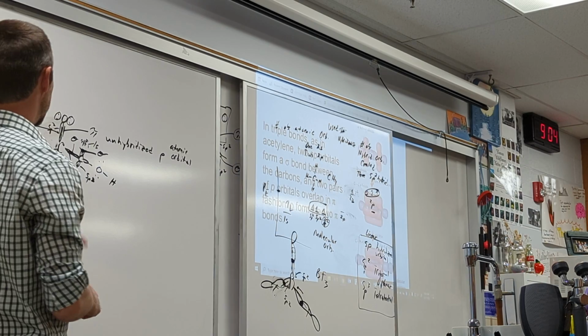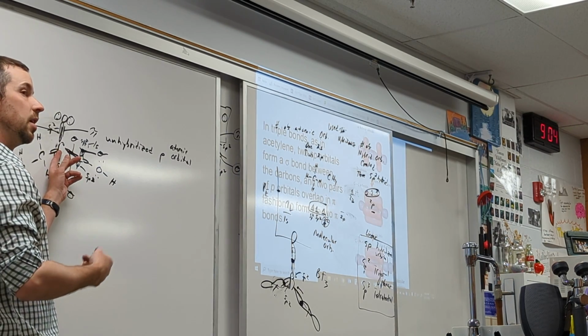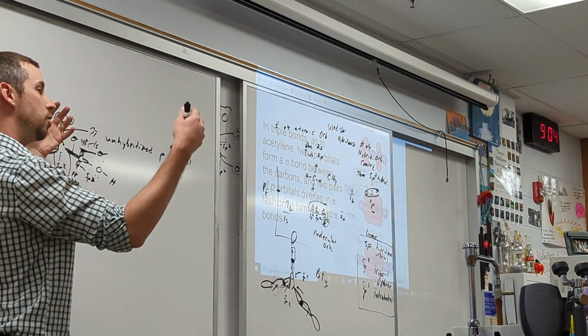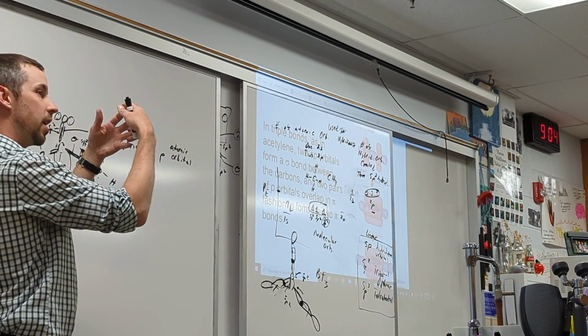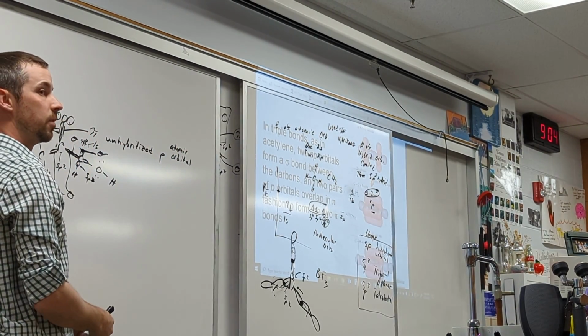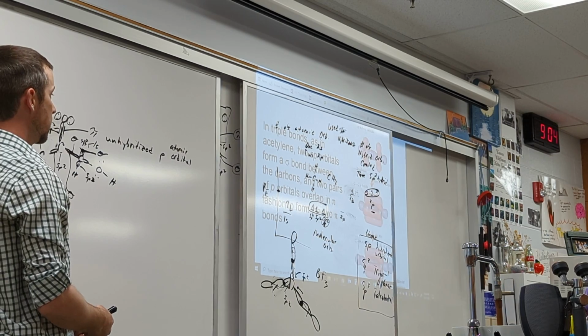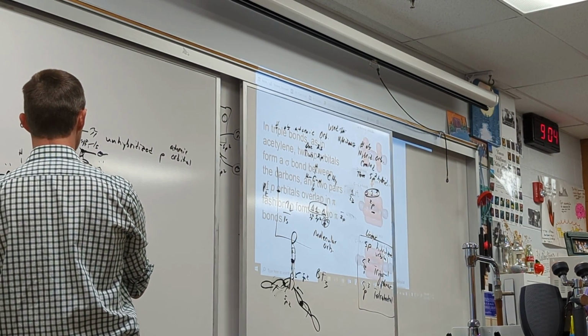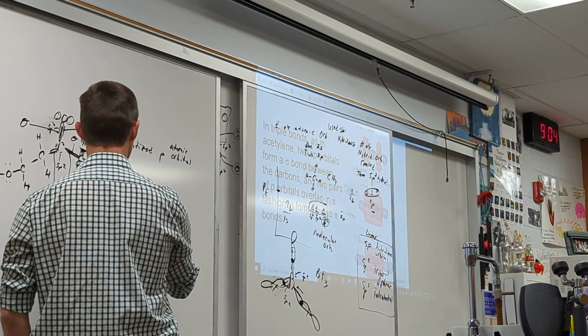Unhybridized p atomic orbital of carbon interacts with the unhybridized p atomic orbital of oxygen perpendicular to the internuclear axis to create a covalent bond. I feel like we should simplify this. Can we? Atomic versus hybridized?